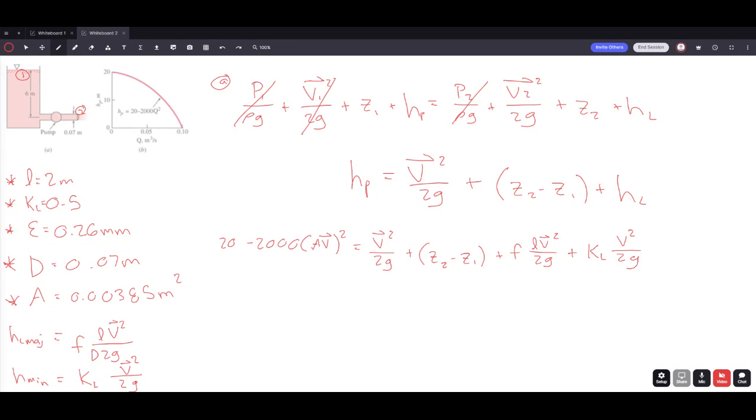But let me just do this right here. This equals... don't forget that this is millimeters and this is meters. Excuse me.